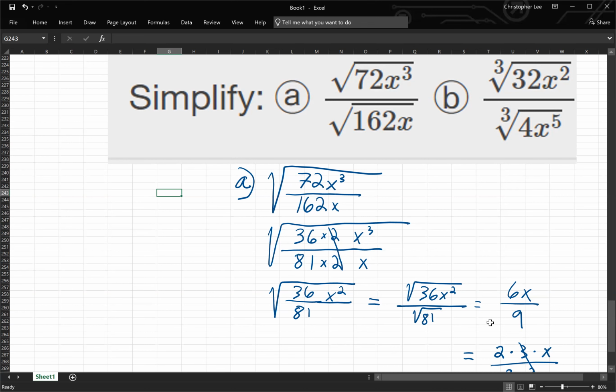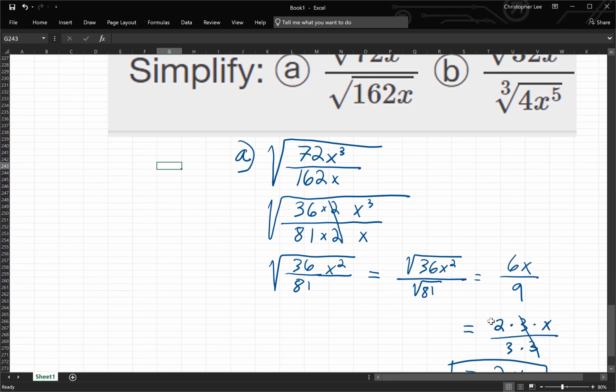Yes. Reduce the X's as well, and then you should be able to work with it from there.